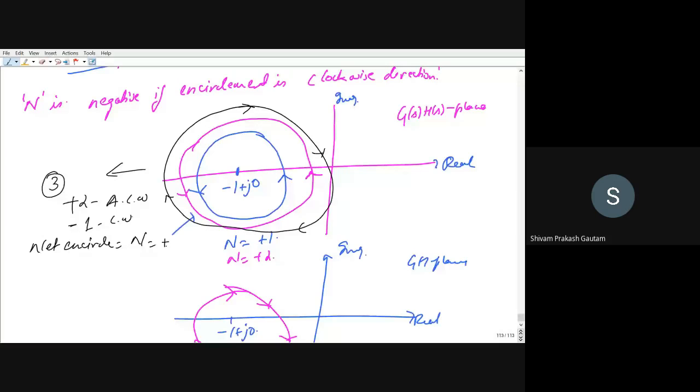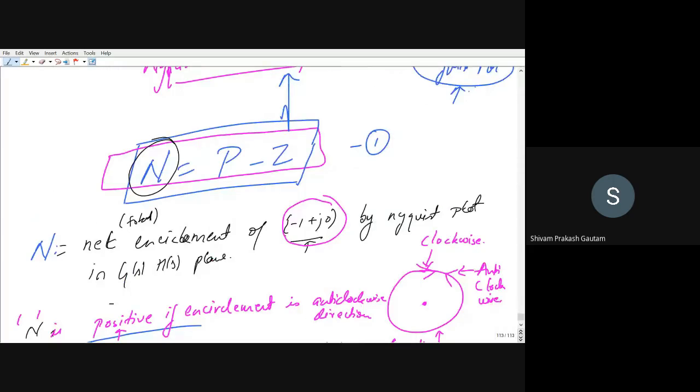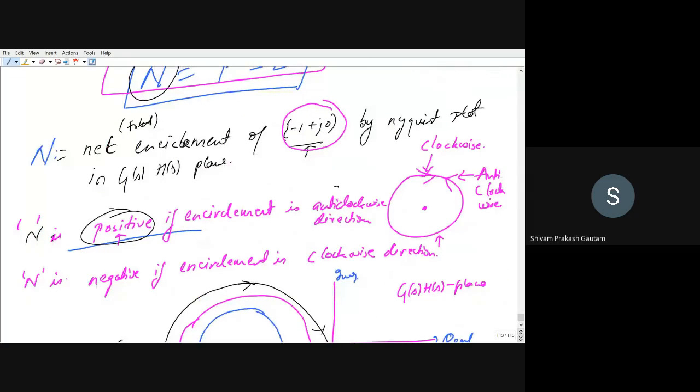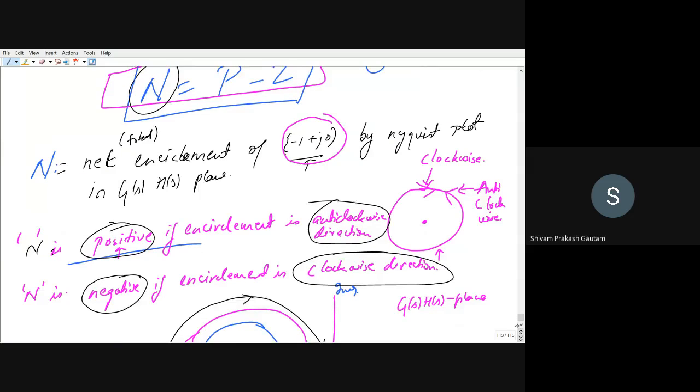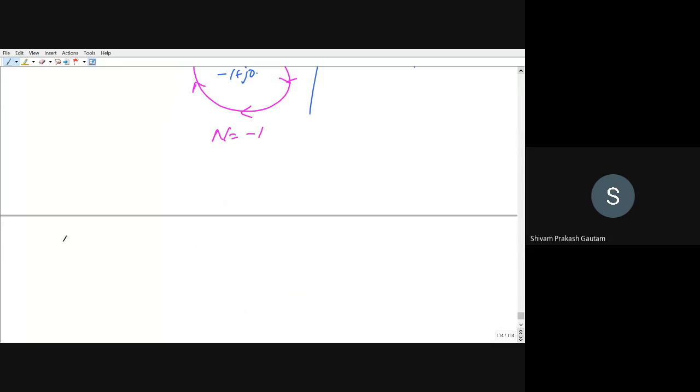Are you understanding the concept? Okay. So this is the definition of N, which is used in the Nyquist stability criterion, right? It's the encirclement of the point -1 + j0 by the Nyquist plot in the GH plane. N is positive if the encirclement is anti-clockwise. N is negative if the encirclement is in the clockwise direction. Now we will see the remaining terms, that is P and Z. N is equal to P minus Z.